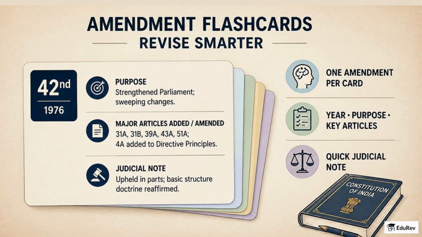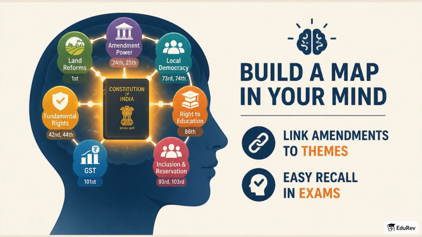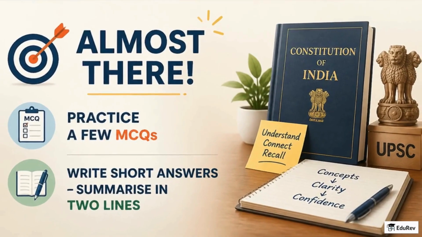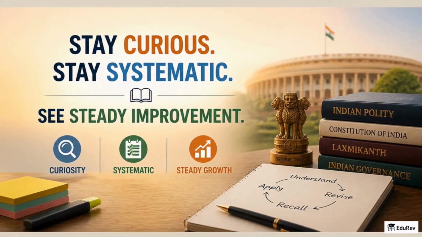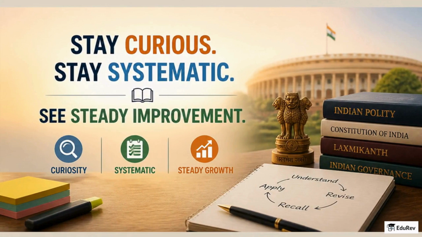note to revise efficiently. If you build this map in your mind, linking amendments to themes instead of memorizing numbers, recall becomes much easier under exam pressure. You are close to mastering this topic. So practice a few MCQs and write short answers summarizing each amendment in 2 lines. Thanks for listening. Stay curious and systematic in your revision, and you will see steady improvement.